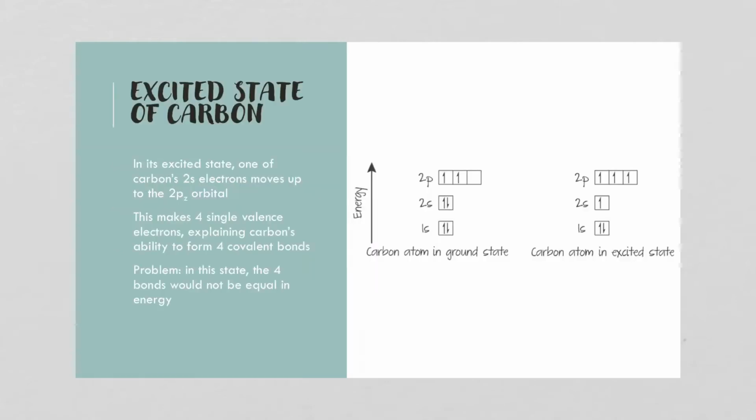However, in the excited state of carbon, one of the 2s electrons will move up to the 2p orbital. So it'll look like this. We'll have 1s2 and then one electron in the 2s and then one electron in each of the 2p orbitals. So this will make 4 single valence electrons, and that will explain carbon's ability to form 4 covalent bonds. However, in this state, the 4 bonds would not be equal in energy, and that's a problem because when carbon's making its 4 covalent bonds, they all need to be equal in energy.